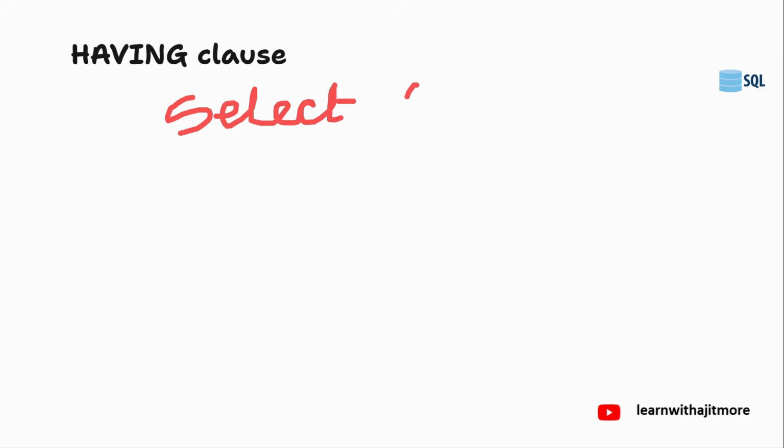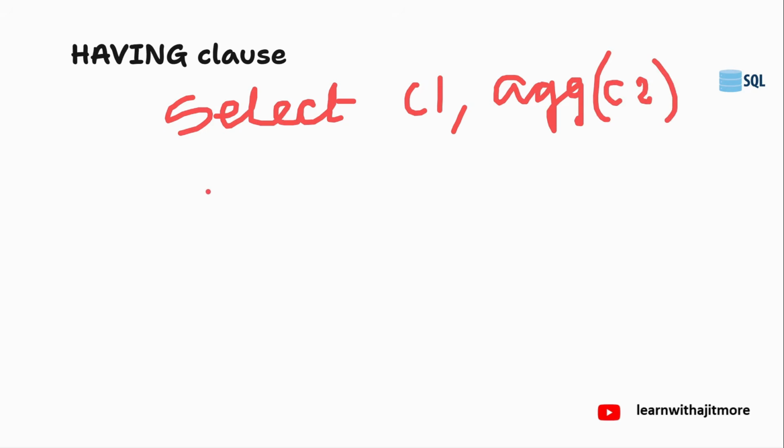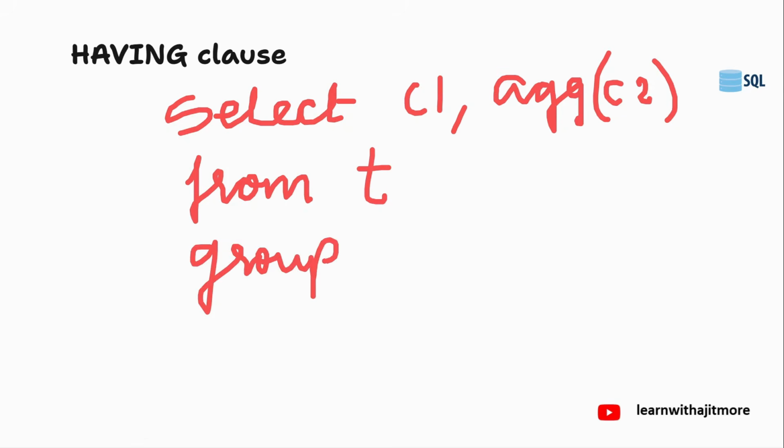Okay, so select here you'll write column 1. Obviously this is the column which is having repeated values. This is that column on which you are going to do grouping. Then you will apply the aggregate on any other column, from whatever your table is. Then you will do grouping. Group by, obviously which column? C1. Please remember whenever you use group by, the column which you give in group by comes here, or whatever column you give here, on that only grouping is to be done.